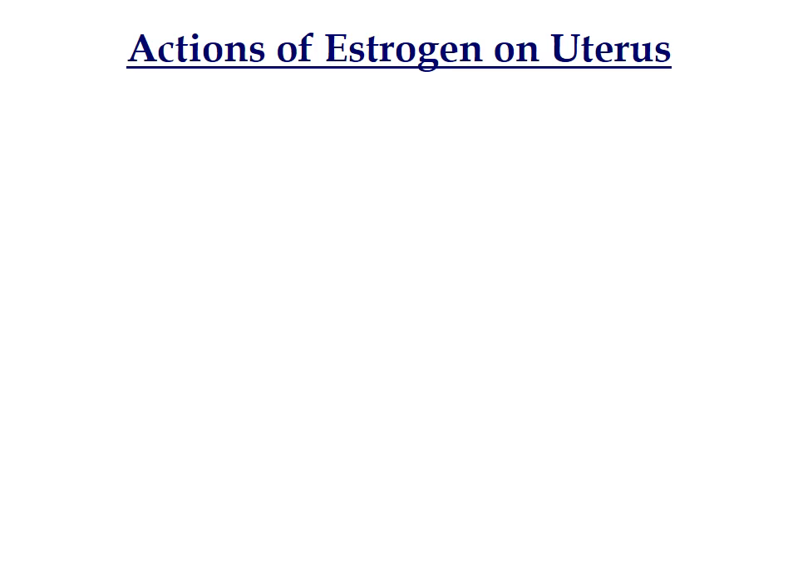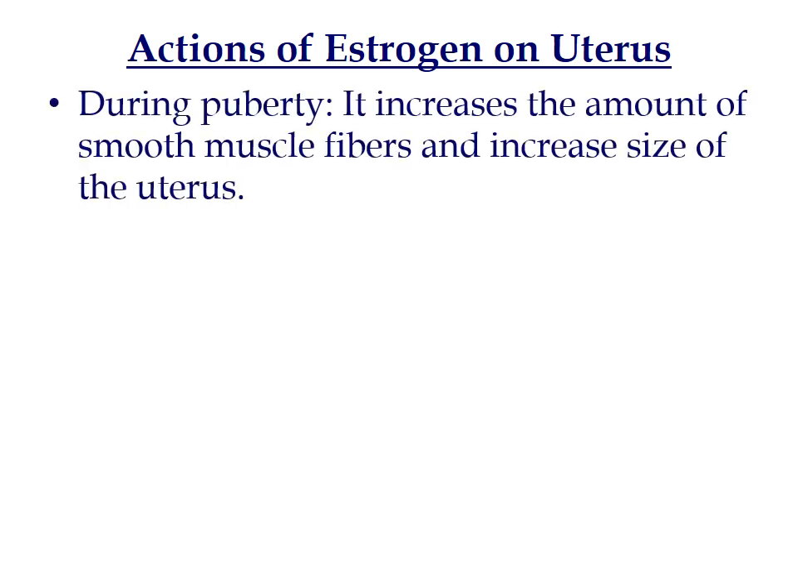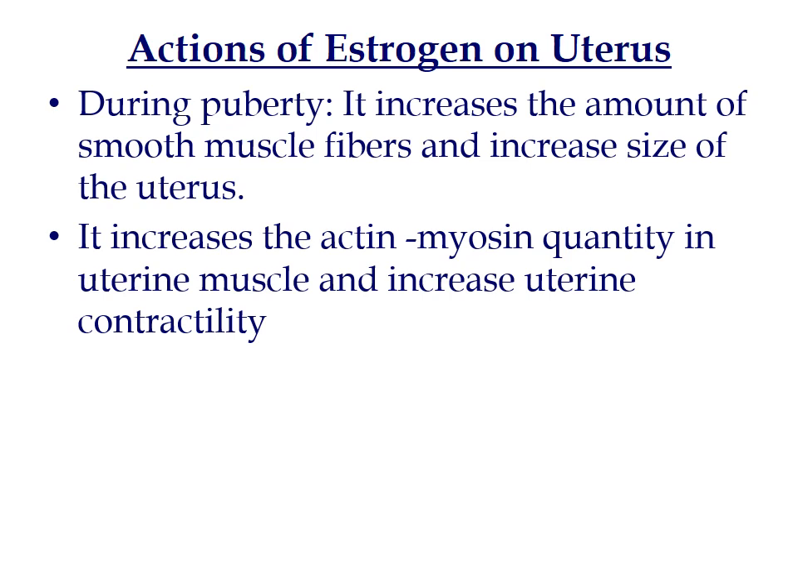Actions of estrogen on the uterus. During puberty, it increases the amount of smooth muscle fibers and increases the size of the uterus. It also increases the actin myosin quantity in the uterine muscle and increases the uterine contractility. Same as in the skeletal muscle, what you learned, the uterus also contains actin myosin, which will help in the contraction, because powerful contractions are required at the time of childbirth or parturition.